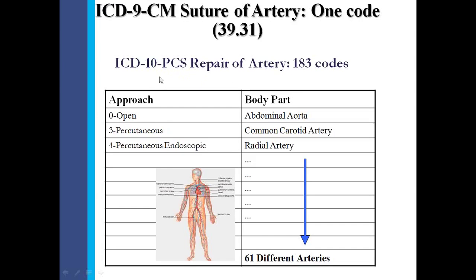Why do we need that many codes? Well, because there are several different approaches. Did we have to make a cut into the patient? That makes a difference than if we're just able to go in from the outside, if it's an external fix, or if we go in through maybe a needle or a catheter. What if we go in with a scope and look around while we're in there? That's something that's different too. And then also there's over 60 different arteries in the body. And so we need to be able to show which one of those arteries, because that makes a difference in our skill level.